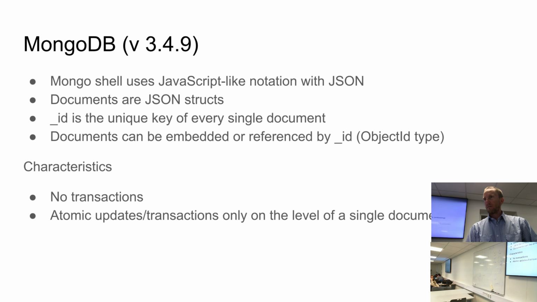So then we have the next slide. Yeah, so we have no transactions. That's what I was discussing. And we have atomic updates and transactions only on a single document level, right? So if you do need some sort of atomicity, you have to organize your collections and your documents in such a way that you will be doing it on a single document.